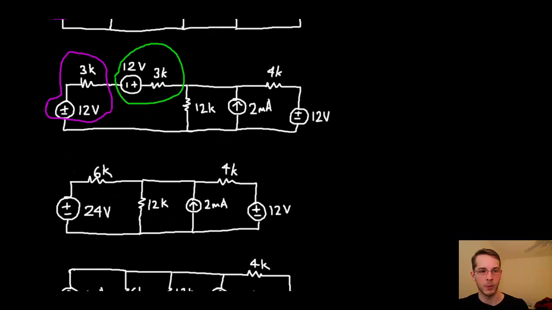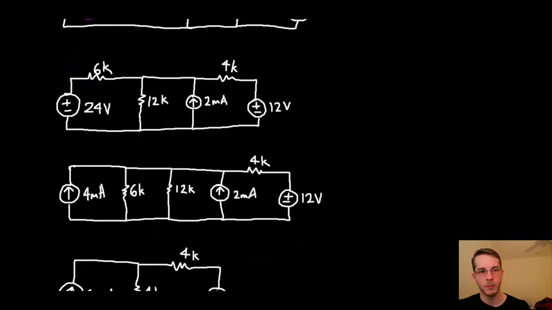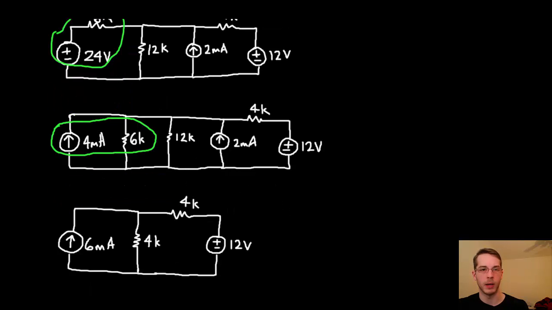At this point, we can combine these two voltage sources that are in series to get 24 volts. Same goes for the resistance to get 6 kilo ohms. Now I see that if we do a source transformation here, we can simplify some sources even more. Once you do that, you get this. Then you can see that the 6K and 12K are in parallel. Same for these two current sources over here. These two are in parallel, so you can add those up to get 6 milliamps.